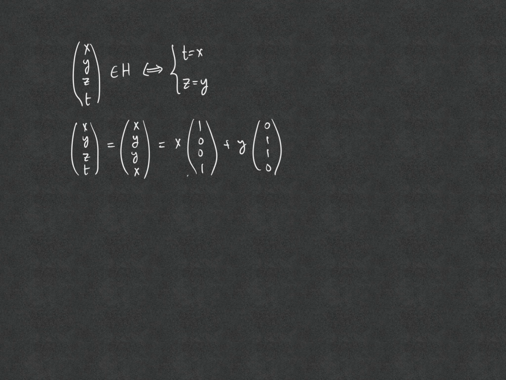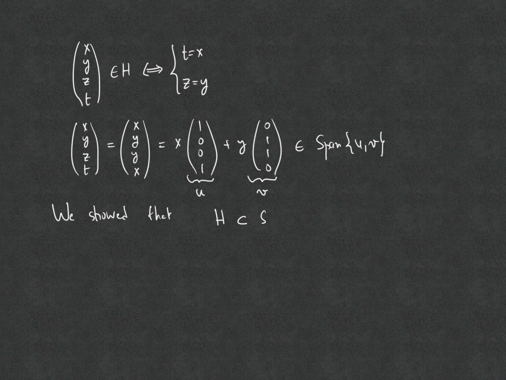Now, if we call this vector u and this vector v, we showed that any vector in H can be written as a linear combination of u, v, which means belongs to span of u and v. In other words, we showed that H is a subset of span u, v. Again, this means that any vector in H is a linear combination of these two vectors u and v.